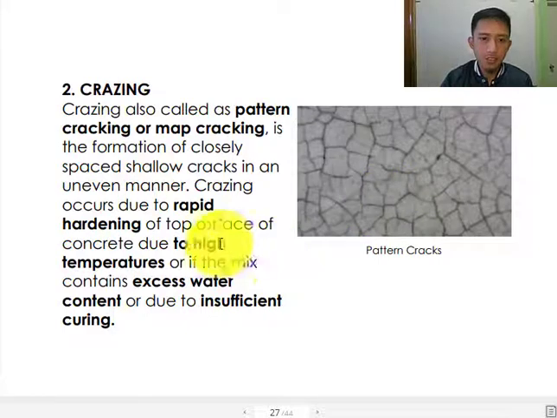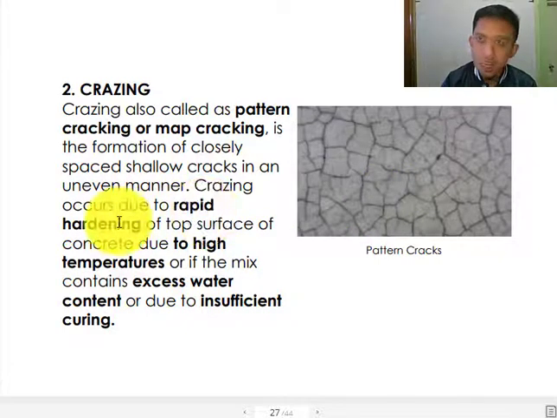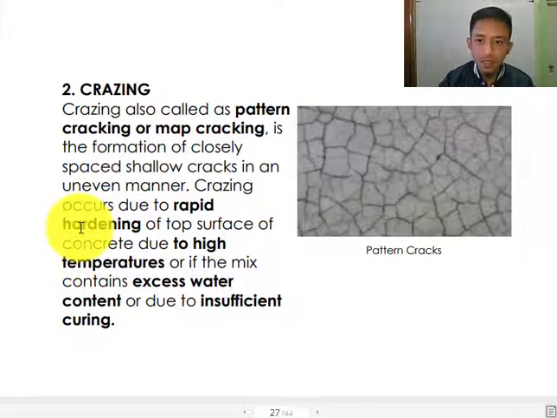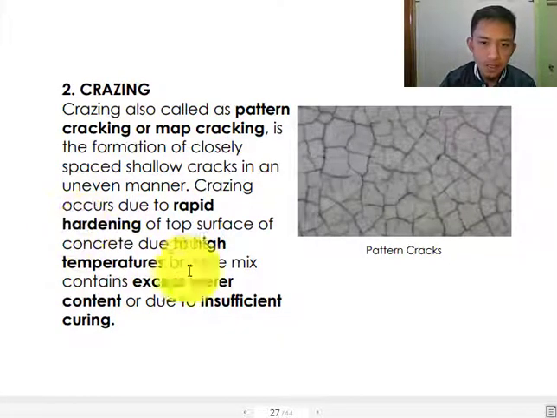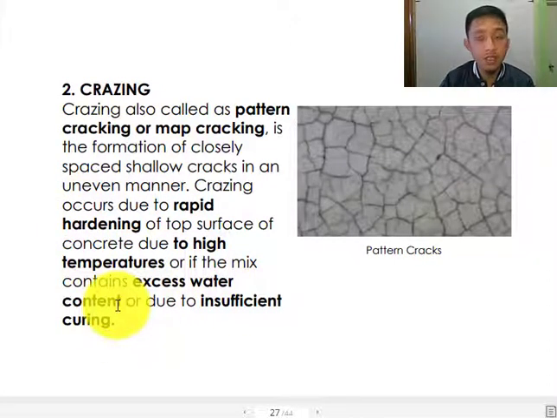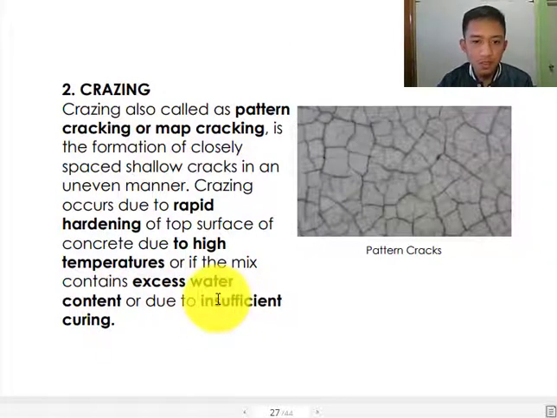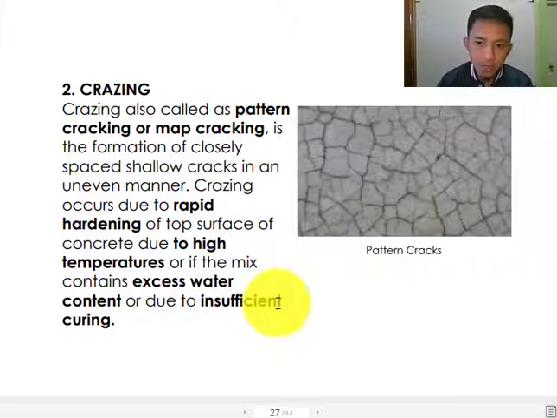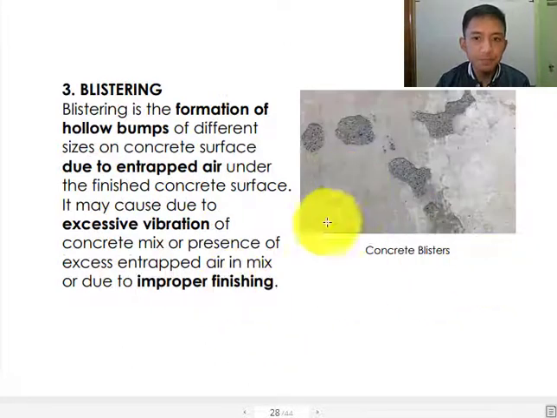So again, these are the reasons. It's either rapid hardening, which is again on the curing itself. There should be no rapid hardening, there should be just enough. Too high temperature is again in curing. Excess water content is now on the mixture itself, the water to cement ratio. And then insufficient curing. Not enough curing will lead to pattern cracks or crazing.